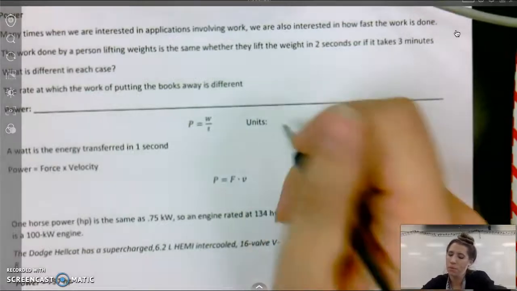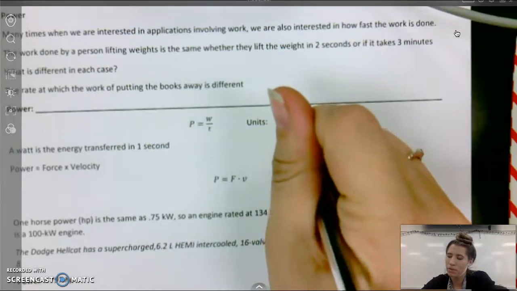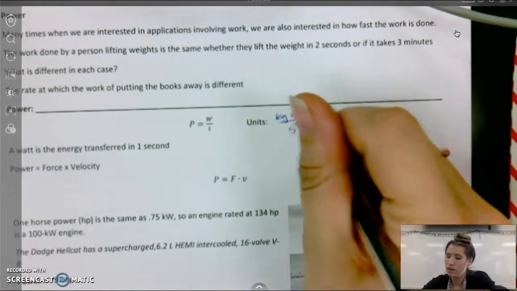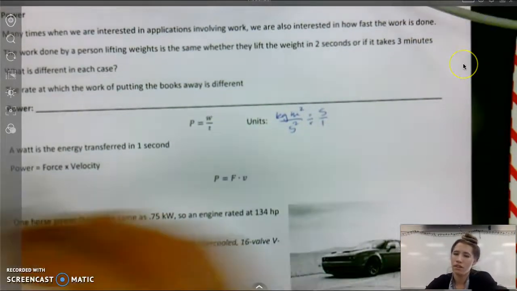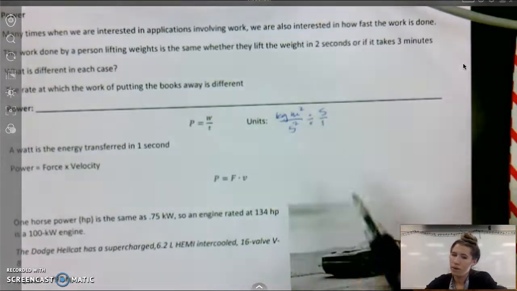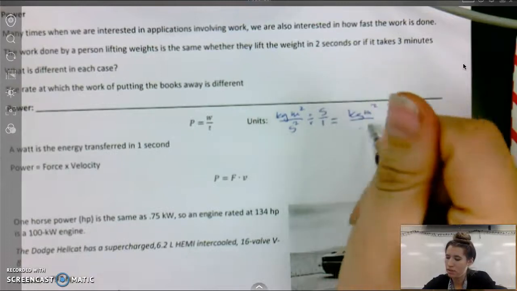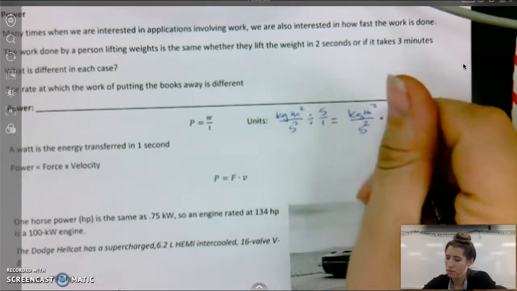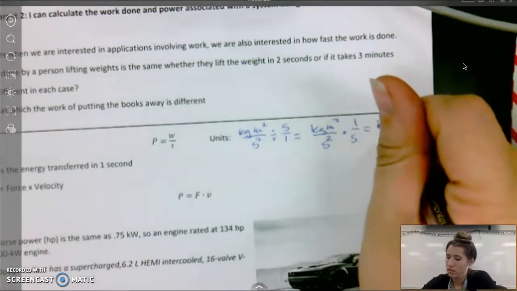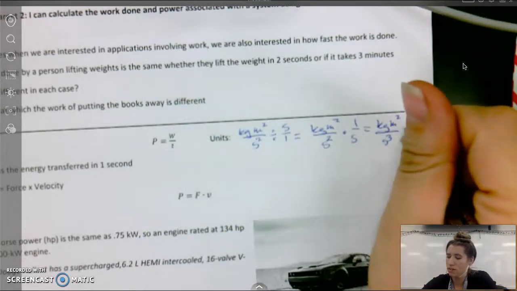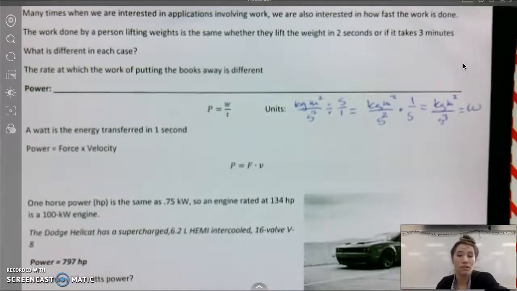Units. Work is joules, which is a kilogram meter squared per second squared, and I'm dividing this by time, which will be in seconds. Dividing by a fraction is the same as multiplying by the reciprocal. So we get this really interesting kilogram meter squared per second cubed, and that is a watt.